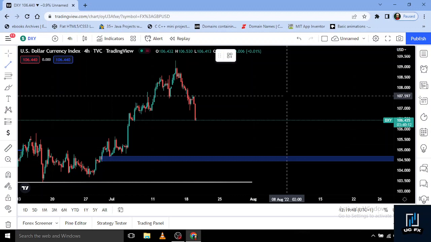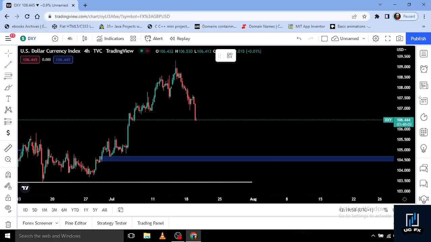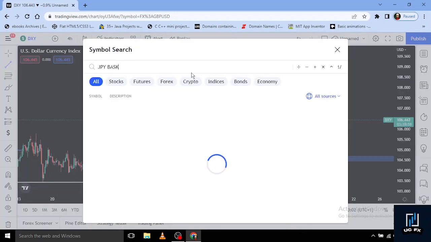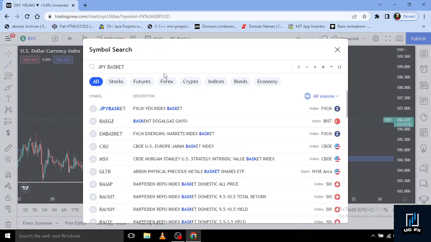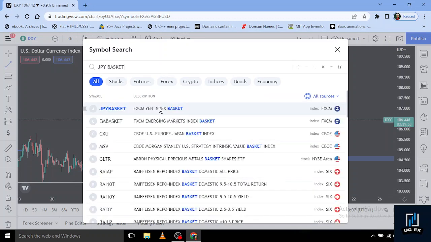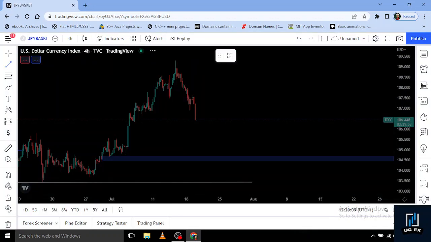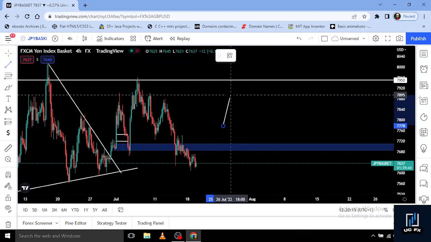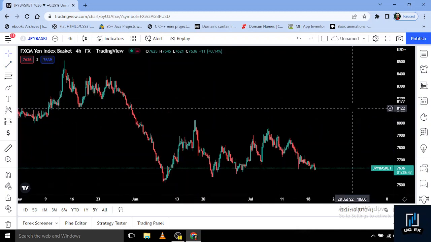I have another secret for you. It's an instrument called the JPY Basket. Let me show you on the chart. So here we have the JPY Basket. It is just like the DXY. Let me clean all this stuff. Yeah, it's just like the DXY.